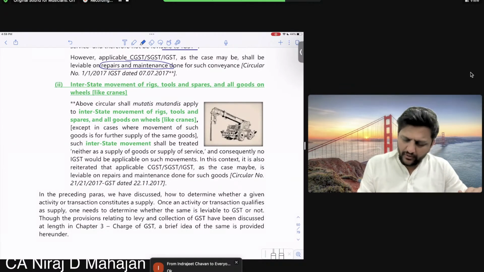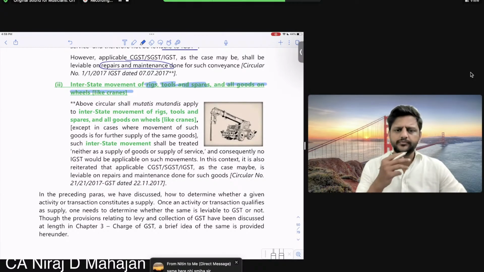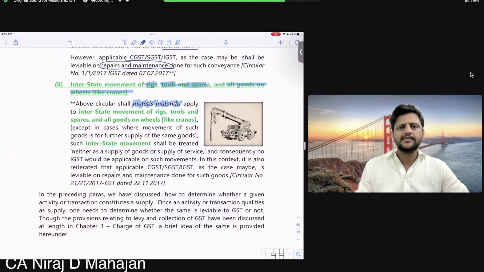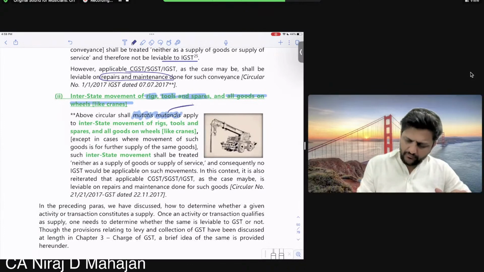Interstate movement of rigs, tools and spares and all goods on wheels like cranes. Understand? Above circular shall apply mutatis mutandis. What was that, bachcho? Okay, Nitin. What is mutatis mutandis? Have we covered this, bachcho? Same to same. The above circular, whatever we have, will apply same to same for this movement.